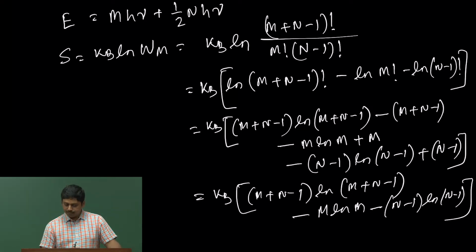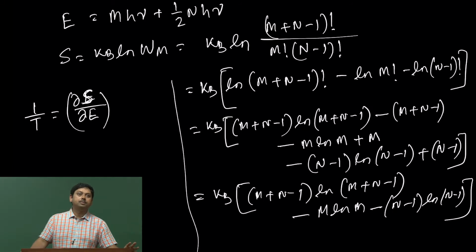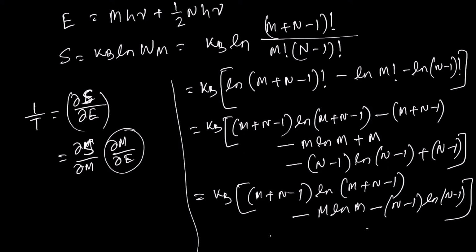So that is S, and then we know the formula for temperature is 1 by T equals del S by del E. Now, what is our variable? Our variable is basically M. M and N both can vary, right? But if I have N independent oscillators, then I can have M as the variable. So it is del S by del M times del M by del E. We have to differentiate S by M, and we have to differentiate M by E. We know that del E by del M is h nu. Therefore, del M by del E will be 1 by h nu.